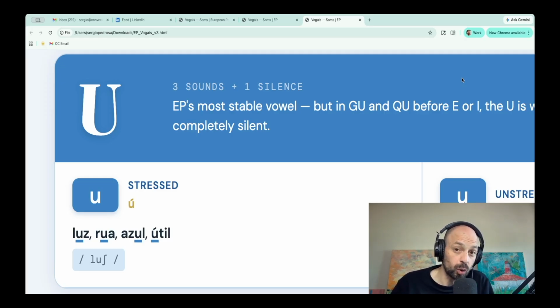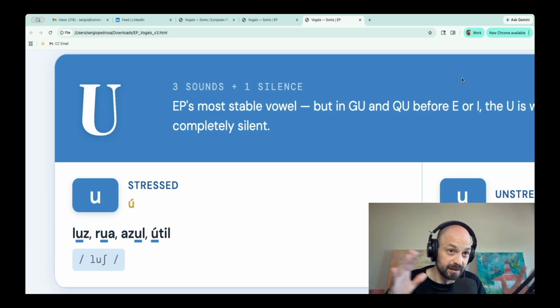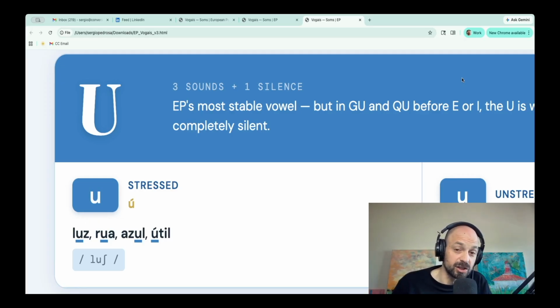Rua, rua. "Oo," rua. Okay, the next one is the word for blue. Azul, azul. Now there are two syllables there, but it's still in that syllable that we want to pronounce the "oo." And a lot of our ULs are going to have this sound at the end of words. Azul, azul. And then we have the accentuated syllable at the first one. Útil, útil. Okay, útil.